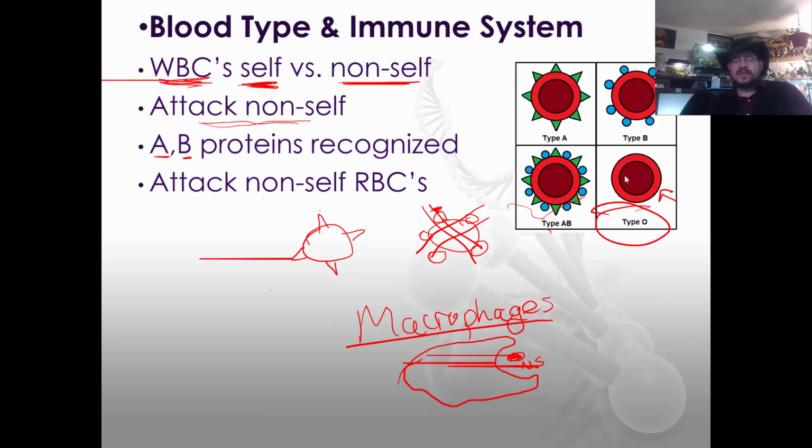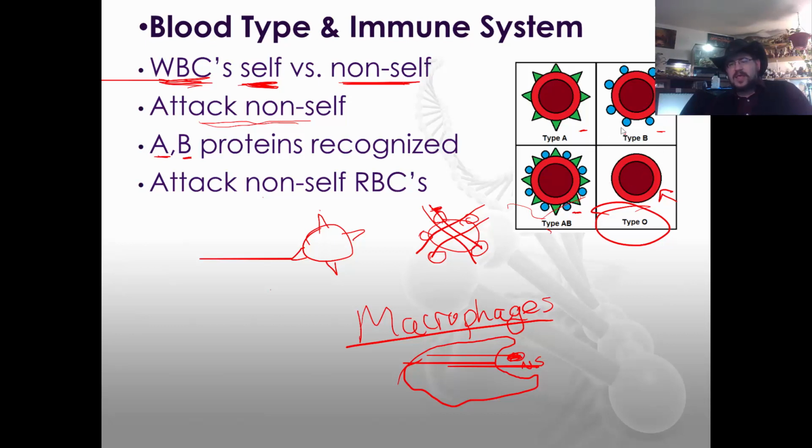So type O can be given to anyone. But your own immune system, if you're type O like me, will only recognize a red blood cell that has nothing on it. So if you get type A, type B, or type AB blood, that's non-self. So you can donate to anyone, but you can only get type O blood.